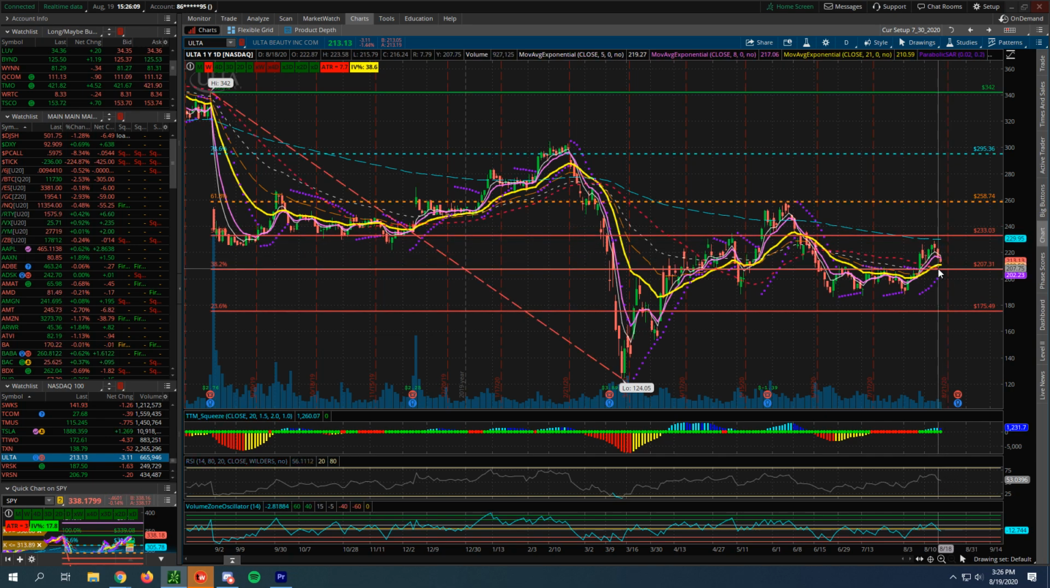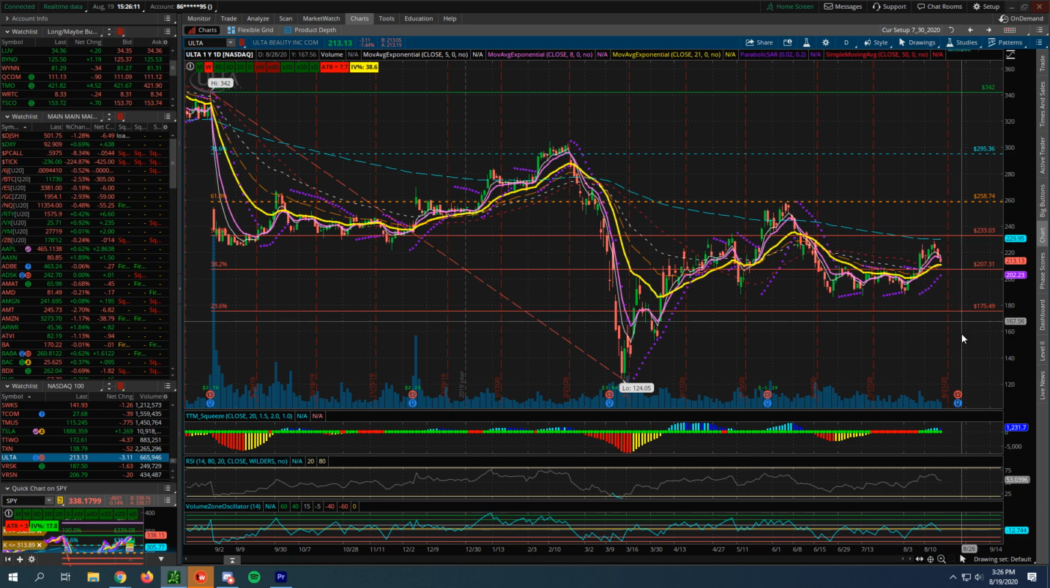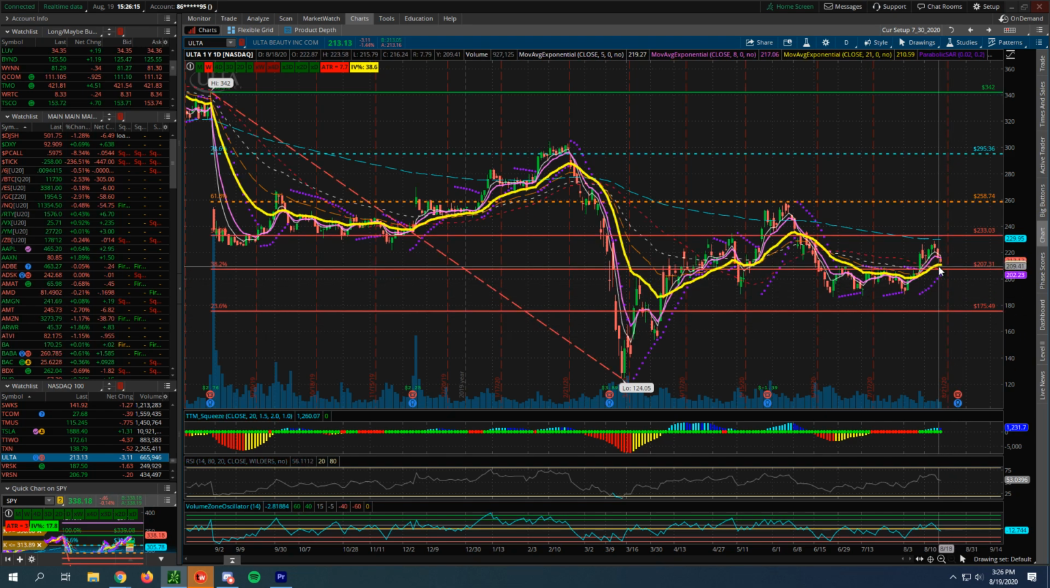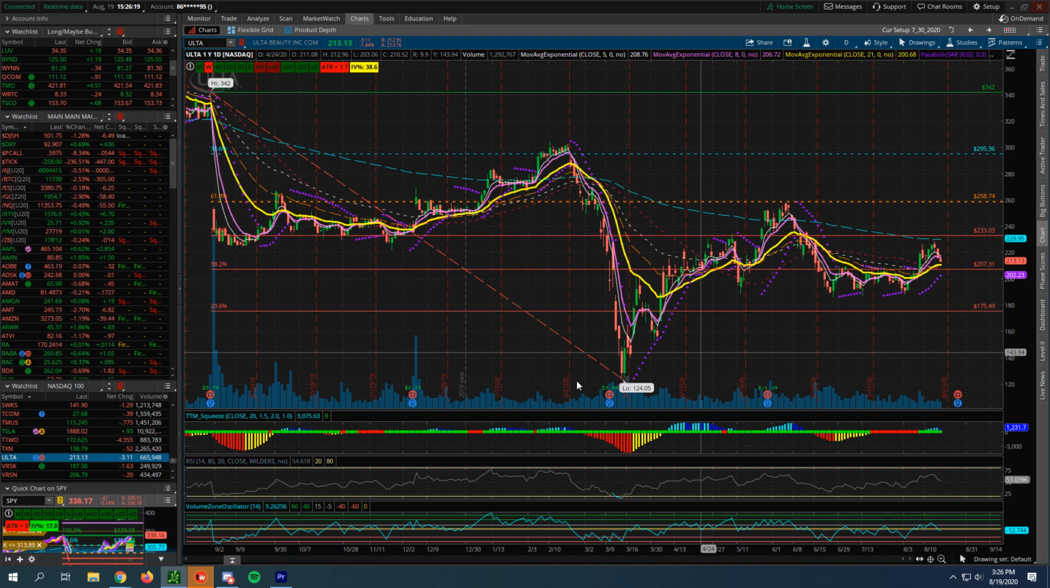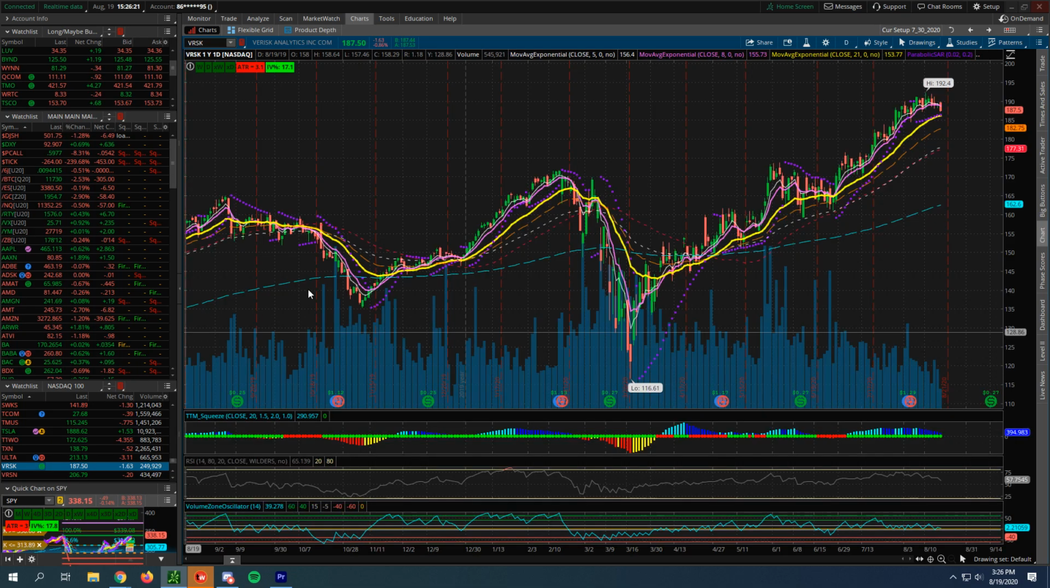So we could see some support around 207 with earnings coming out. Anything can happen, so be mindful of that. If the earnings go bad, we could see some support coming around the 200 or even lower, to 195.